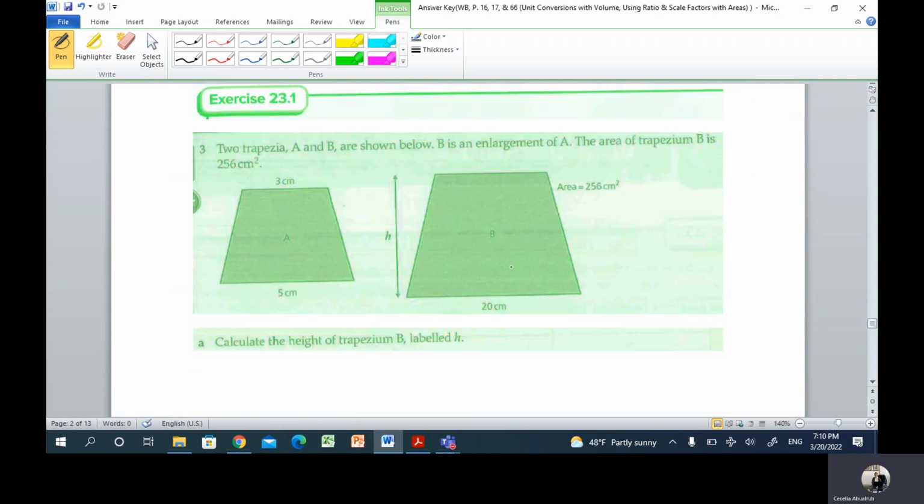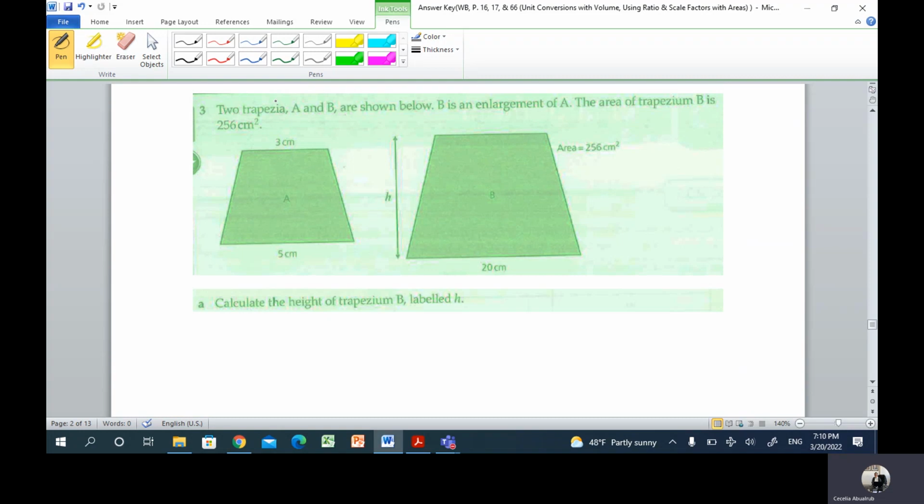Okay. We have two trapeziums here, A and B are shown. B is an enlargement of A. The area of trapezium B is 256 centimeters squared. We're going to do the exact same thing that we did previously. So here we're going to say small, I'm going to give it a short name as trapezium, and big trapezium here.